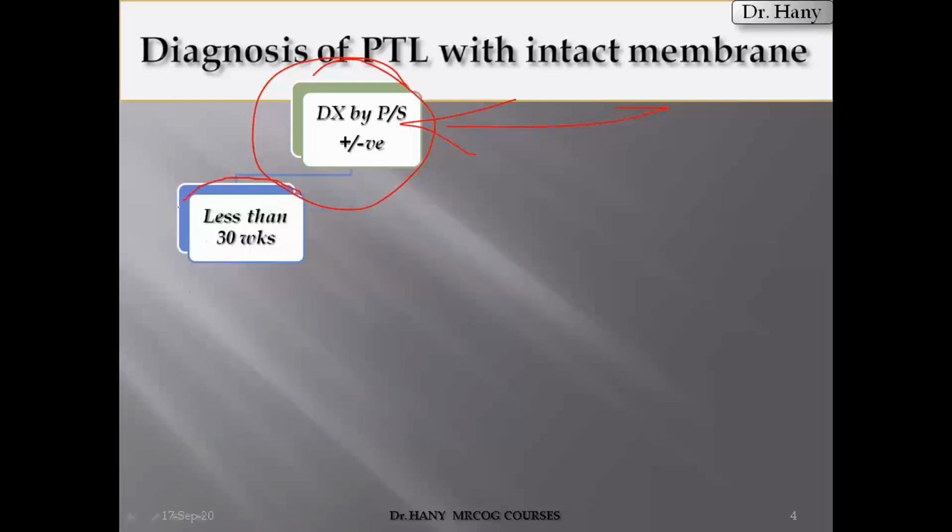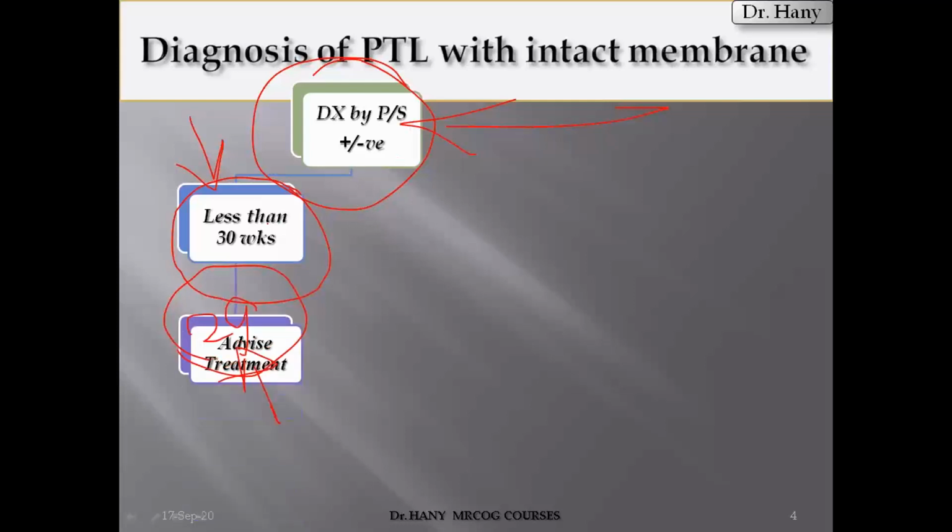If the patient is less than 30 weeks, in the exam question, he will tell you the patient is 29 weeks. So he means to mention 29. Why? To give you a hint that the patient is less than 30 weeks. So a history, per speculum examination, and positive findings, and the patient is less than 30 weeks, treat the woman as preterm labor. Advise treatment. So this is the second trick for the exam. A woman with a history of labor pain and intact membranes, diagnose by history and per speculum examination.